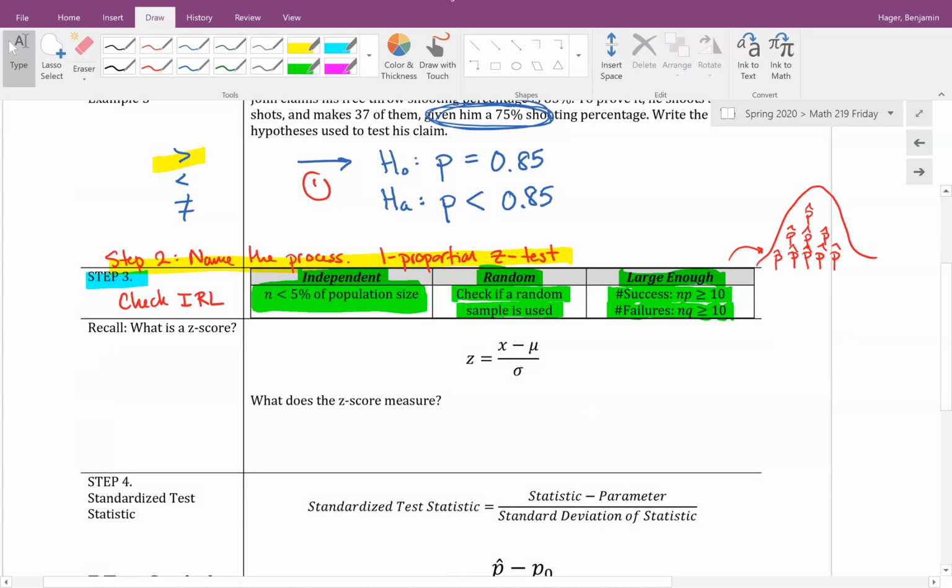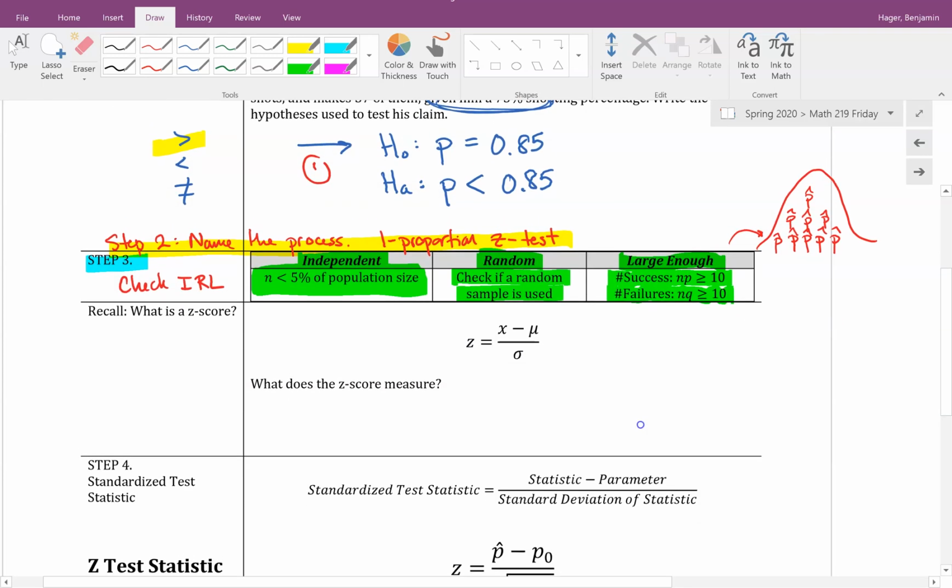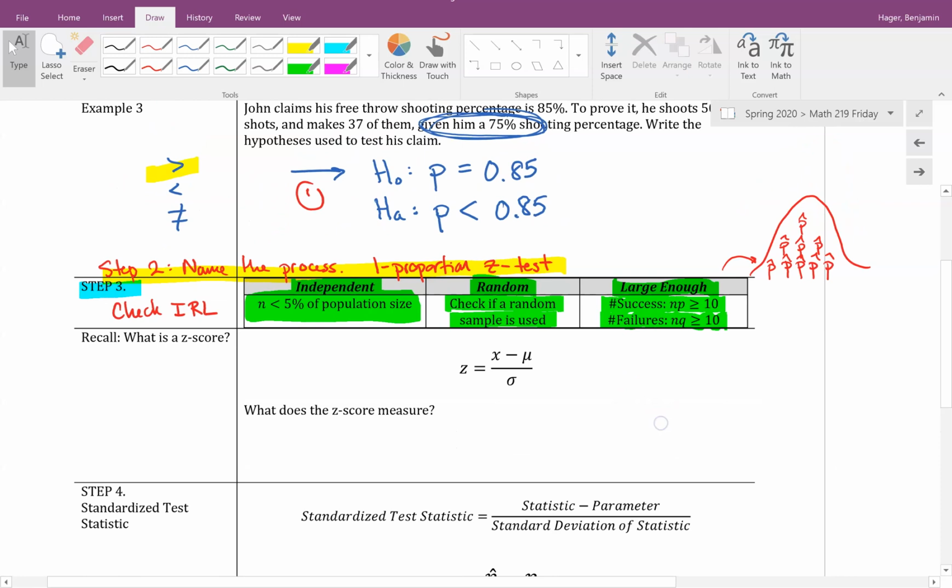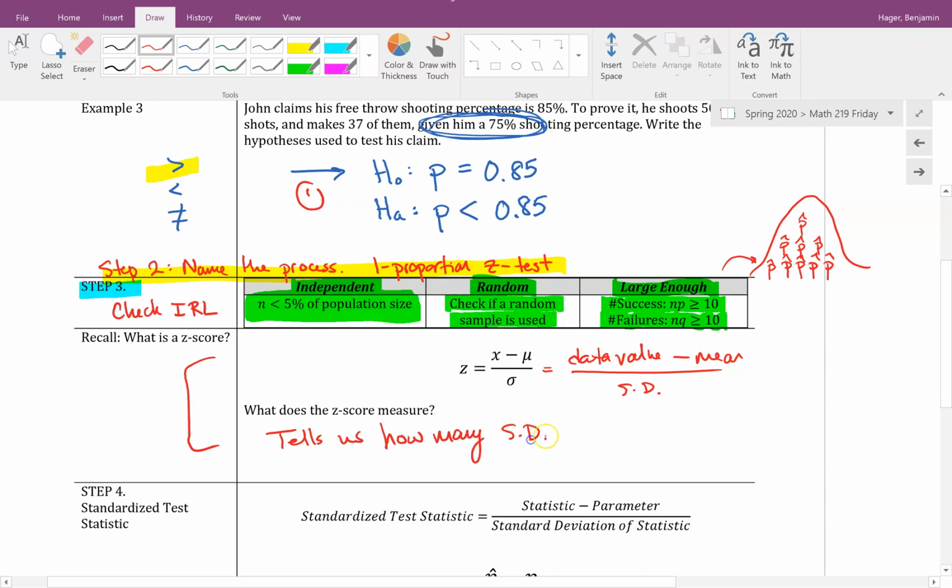Quick little recap on what a z-score does, and then we're going to see how we can bend it just a little bit to what we need. So this is what we've learned about a z-score. Remember, your z-score is your data value minus your mean over the standard deviation. And if you remember, what the z-score does is it tells how many standard deviations my data value is from the mean.